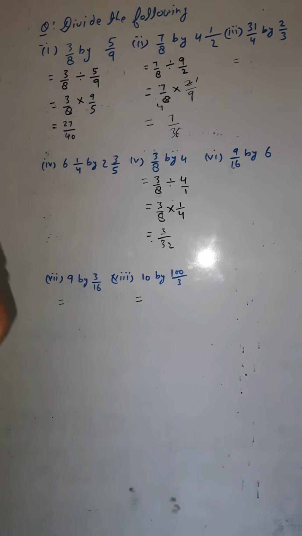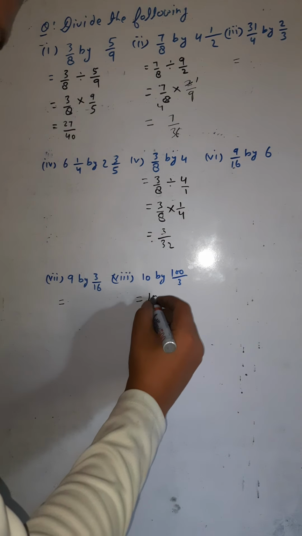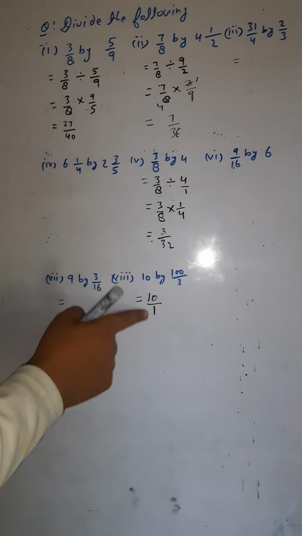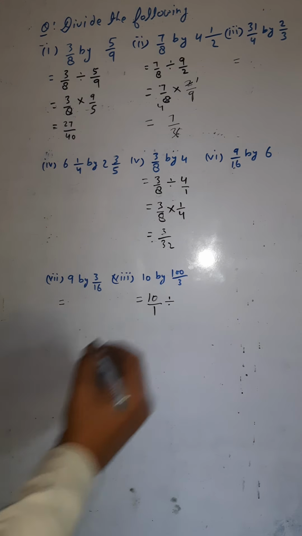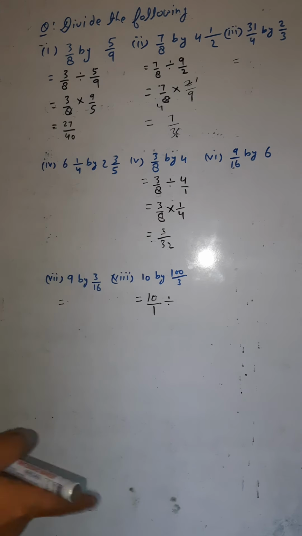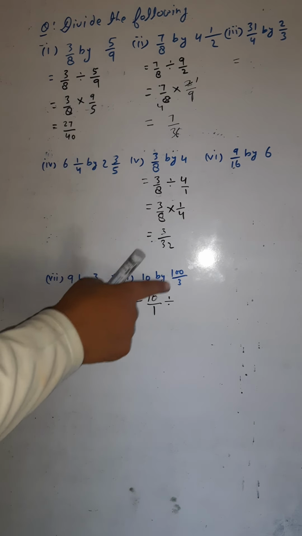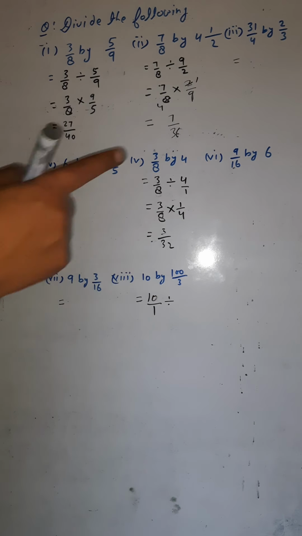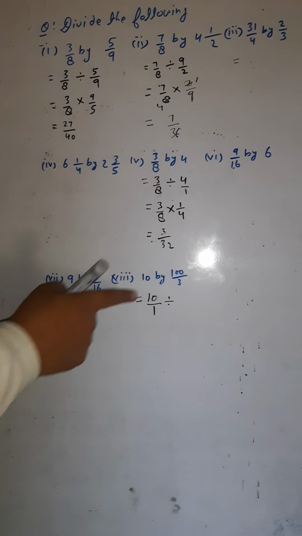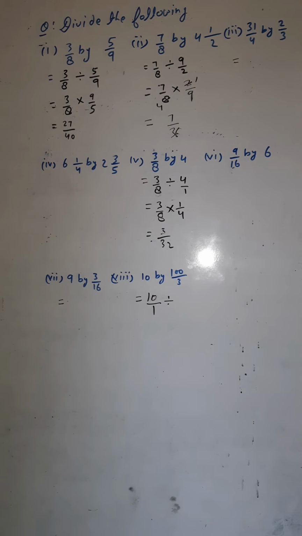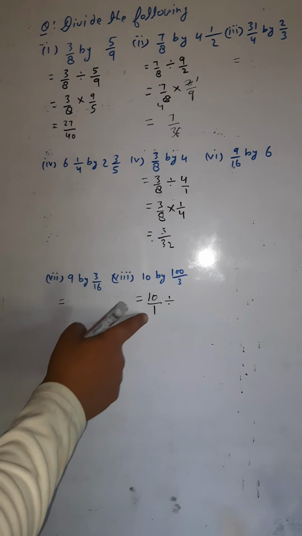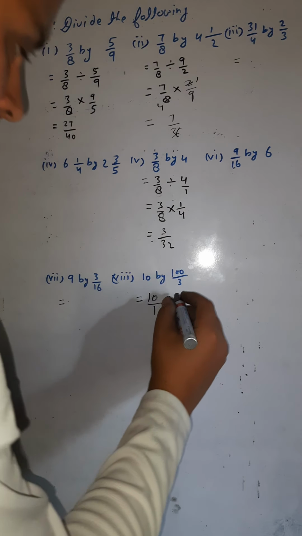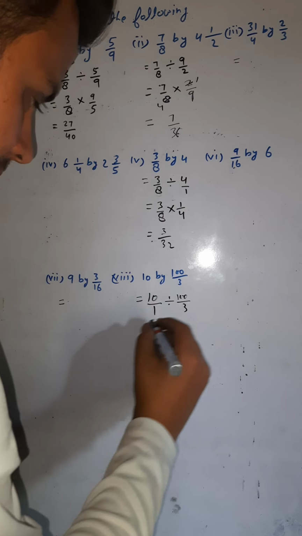10. So 10 can be written as 10 by 1. Is it clear to you? 10 can be written as 10 by 1 because 10 is a whole number. Here by means you have to divide. By indicates the division sign. If there had been of, then you would write the multiplication sign. But here it is by, so you write the division sign. If it is of, you write the multiplication sign. Are you getting this? So 10 can be written as 10 by 1, divided by 100 by 3. Now what would you do?